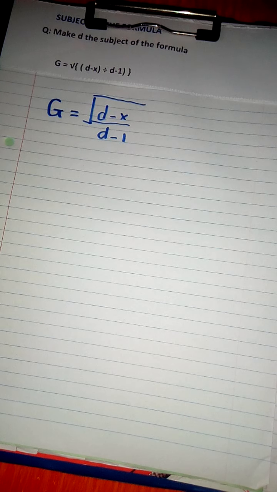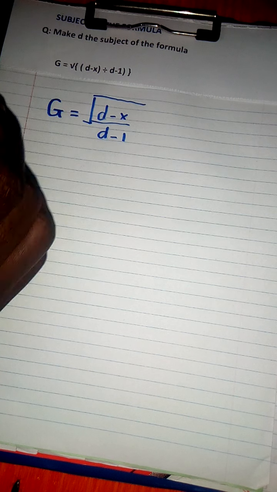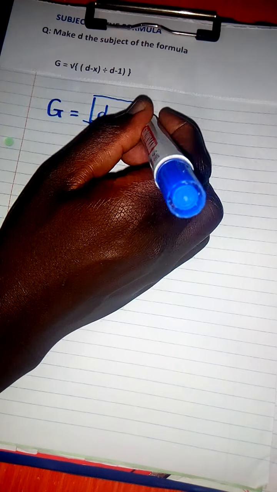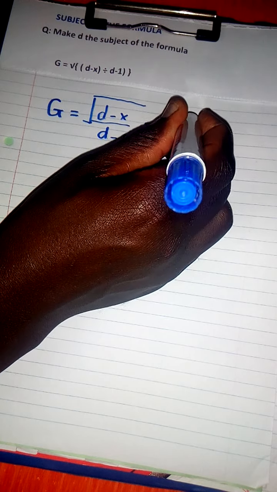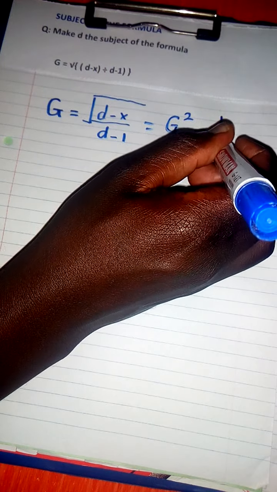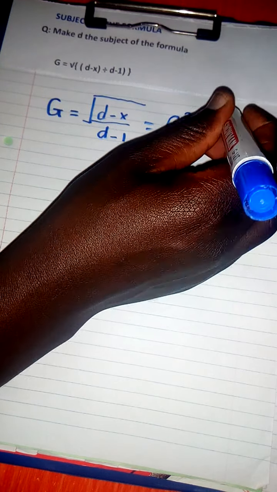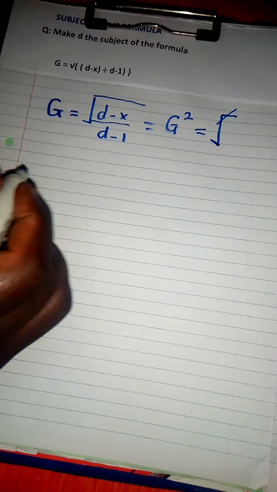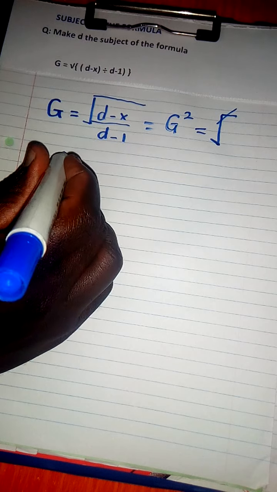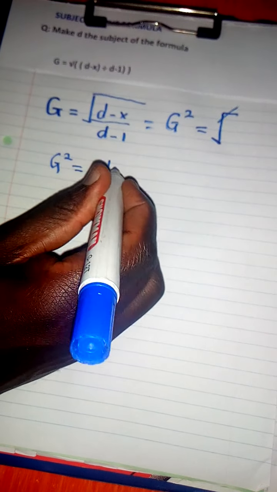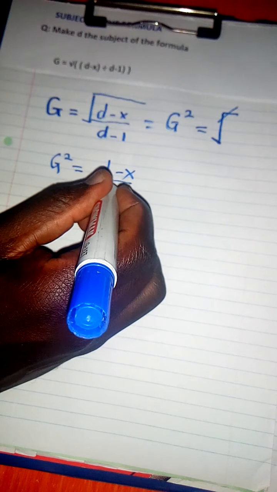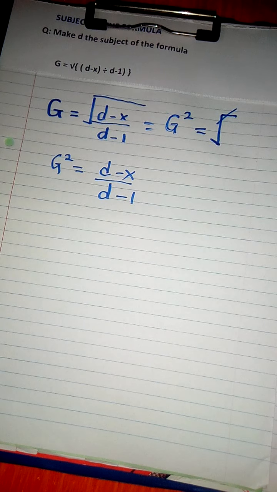Now, for the first step, we need to square both sides. If we square this side, G becomes G squared. If we square the other side, we will be removing the square root. This square root we will cancel. So we will have G squared is equivalent to (D minus X) over (D minus 1). So we have squared both sides by removing the square root.